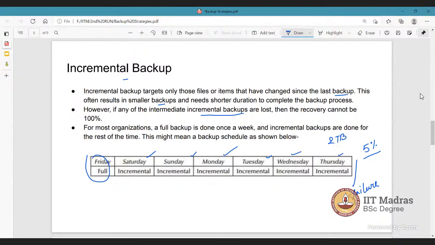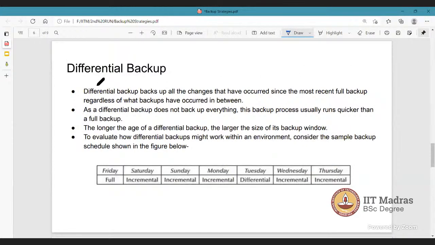Also, we have one in between full backup and incremental backup, which is known as differential backup. What a differential backup does is back up all the changes that have occurred since the most recent full backup, regardless of what backups have occurred in between. Since it does not back up everything, it runs quicker than a full backup.